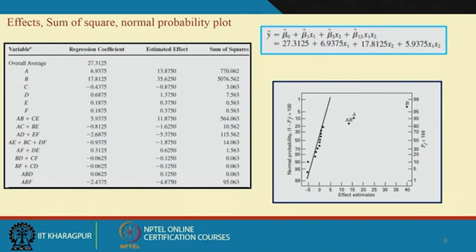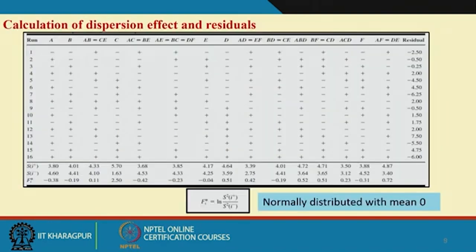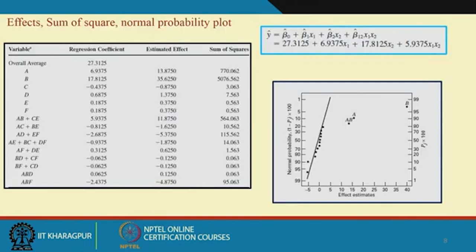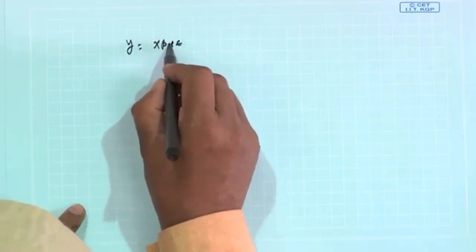Okay. So, now with this, another important aspect, the dispersion effects. What you require to know is whether the different factors at a low level and at a high level are producing the same dispersion effects or not. In order to do so, you require to find out the residuals. If I go back, all of you know y equal to x beta plus epsilon.